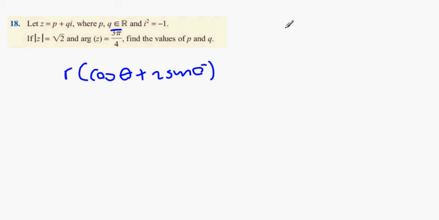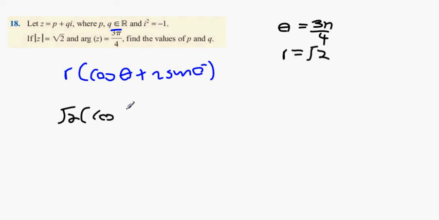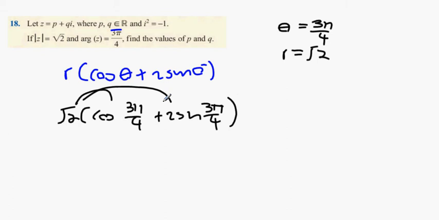So in this case, theta equals 3 pi over 4, and the r value, or the modulus value, is root 2. So it's going to be root 2 bracket cos 3 pi over 4 plus i sin 3 pi over 4. You put your calculator into radian mode and multiply it out, and what you're going to get is minus 1 plus 1i. So p therefore equals minus 1, and q therefore equals plus 1. Okay, that's question 18 done.